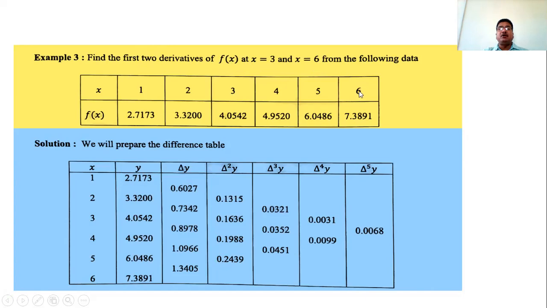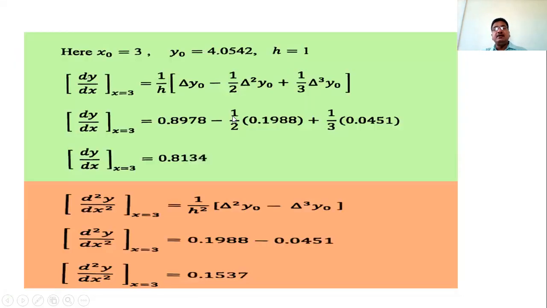It is the last value of argument x. So to find the value at 3, use the forward difference interpolation formula, and to find the value at 6, use the backward difference interpolation formula. So first prepare the forward difference table: first column, second column, third column. And write the forward difference interpolation formula for dy/dx at x equal to 3.